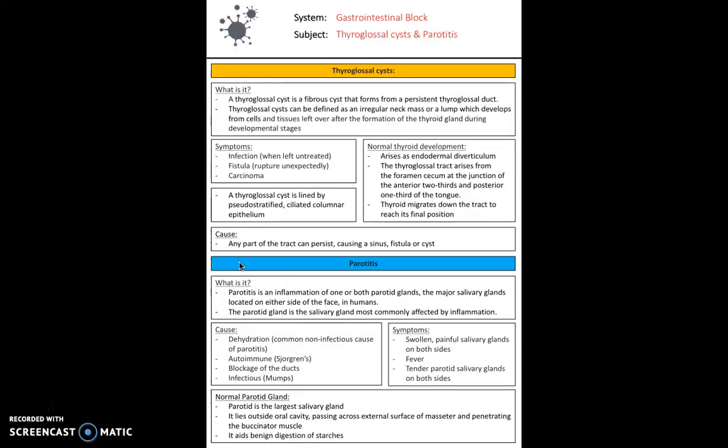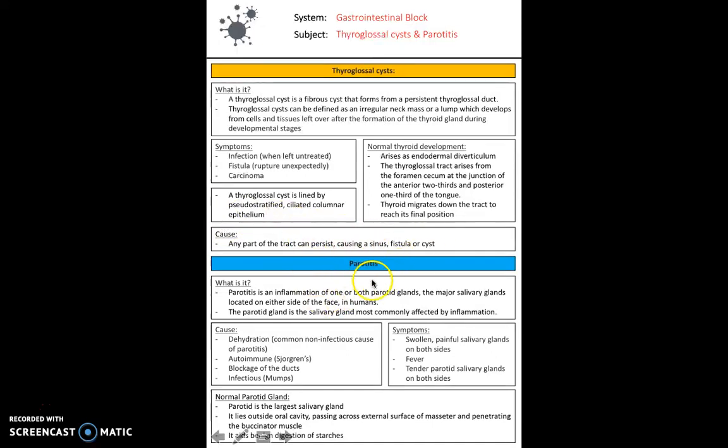The thyroid migrates down the tract to reach its final position. However, in some cases, that thyroglossal duct can persist, and therefore you get these cysts. Consequently, they can cause infection if they're untreated, and can cause a fistula if they rupture unexpectedly. So really, we want to treat these by removing them to prevent infection in the future. It's usually lined by pseudostratified ciliated columnar epithelium. And remember, the cause really does link back to the embryonic development of the thyroid gland.